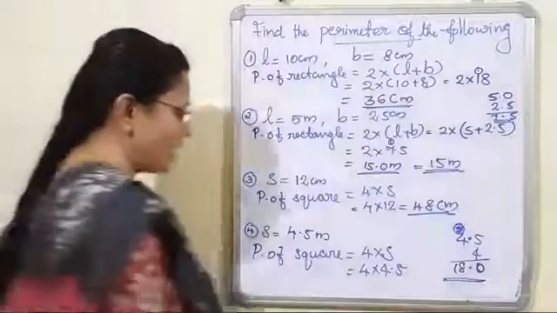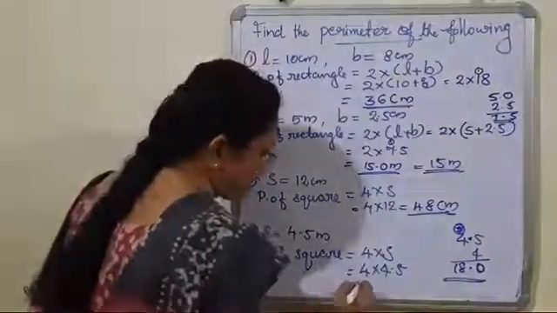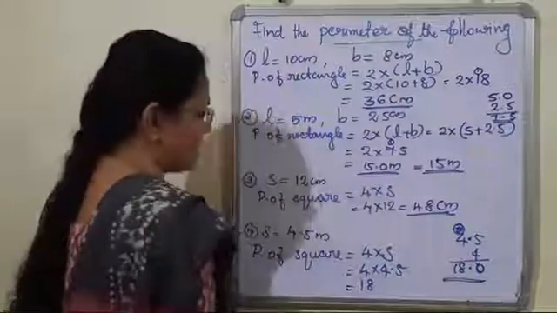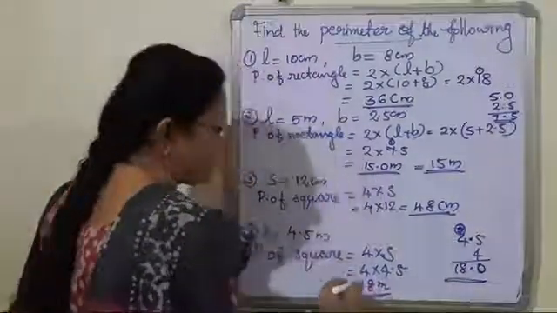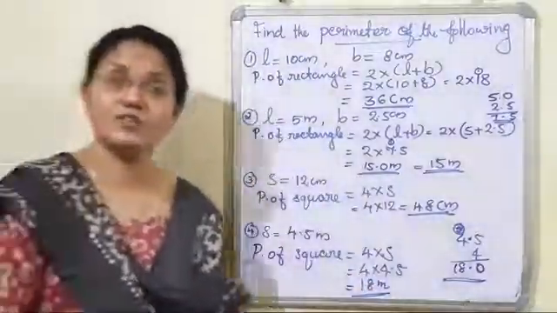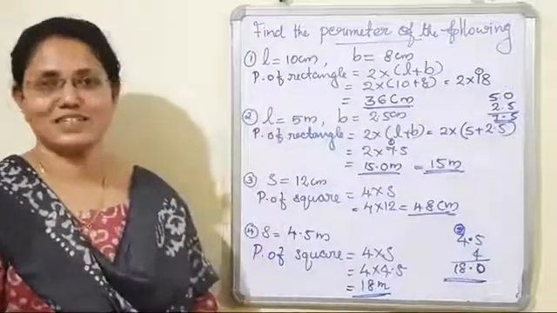Now 18.0 is 18 itself. The unit is given as meter. Therefore, in the answer also we should put the same unit, 18 meter.